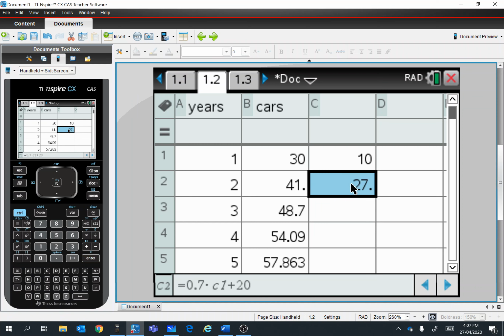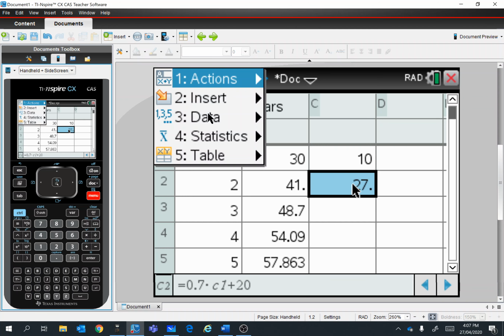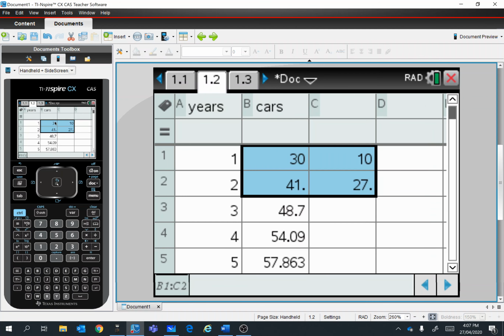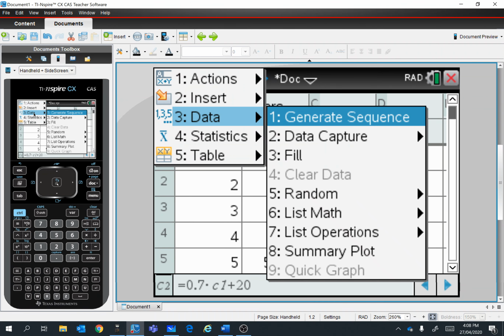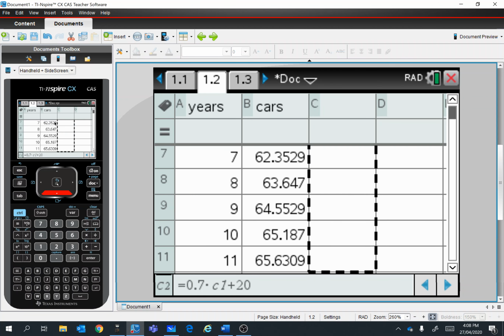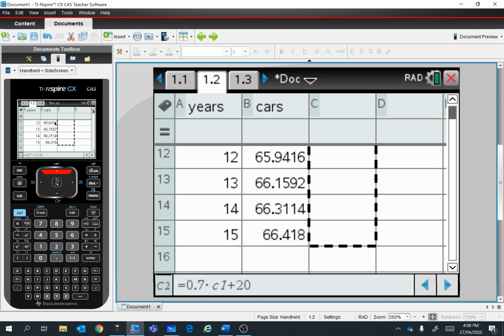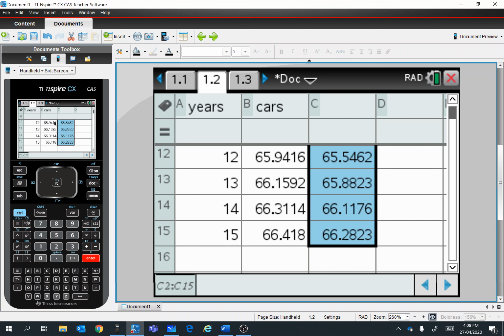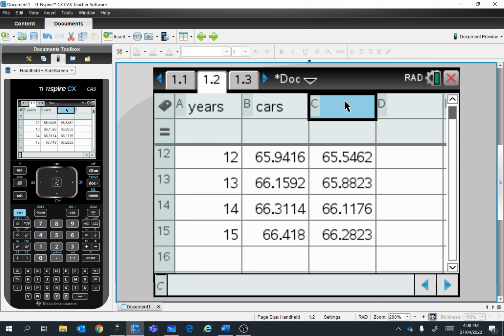Okay, now we'll go back to that cell, menu, data, fill, and push down. Just having a bit of trouble there, bear with me. Menu, data, fill, and push down. I'll go down to 15 years, push enter, and that's what we get. Now that's interesting. Let's go and look at the graph for this. Actually, sorry, I've got to put a heading here first. I'm just going to call this one Cars 2.